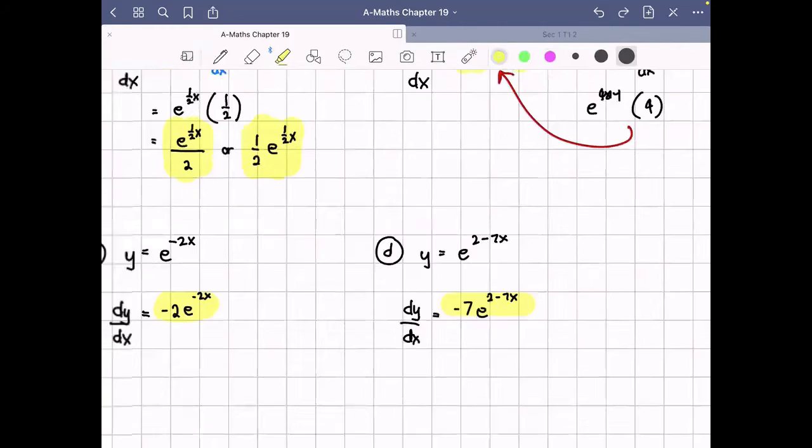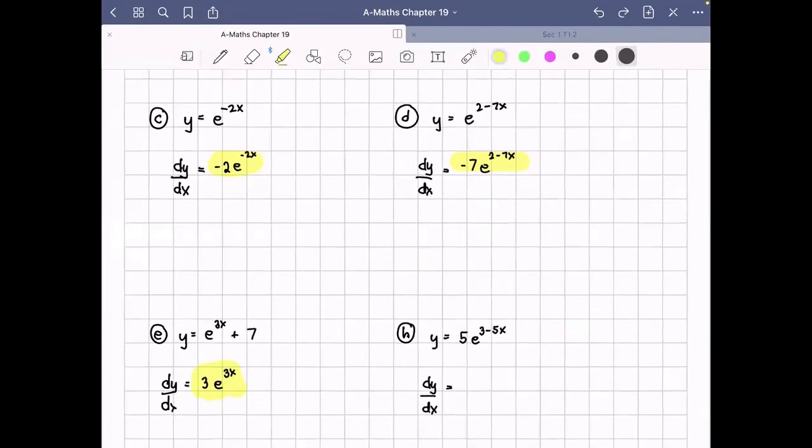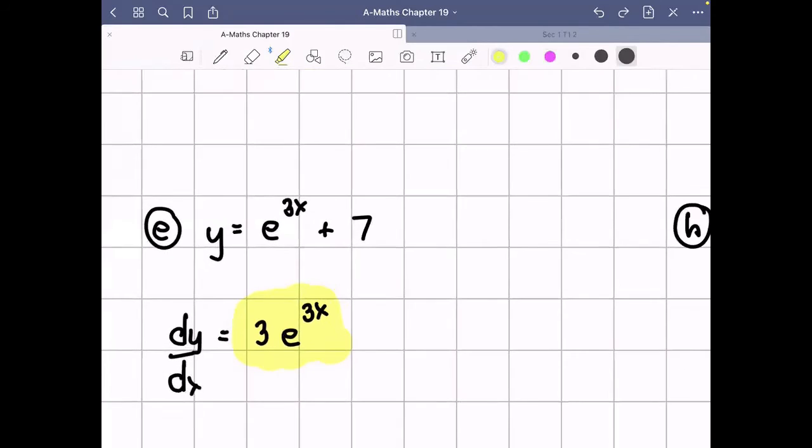And then letter E. Now for letter E, I did some extra work for this. So getting the derivative of each term. The derivative of this is this, right? Again, coefficient of x times e. That's why you have 3 here. And then just write this thing again. And then we know that the derivative of 7 is 0. So that's why this is your answer for letter E.